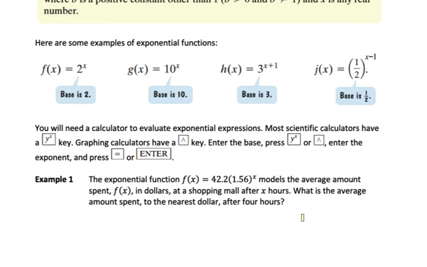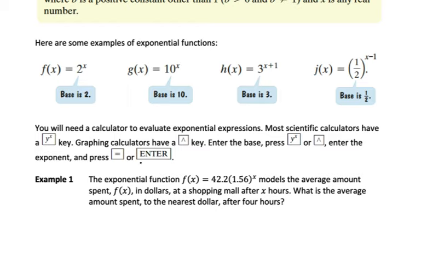At this point, you've probably used this button on your calculator already, but you will need to use a calculator to evaluate exponential expressions in this section. So you'll want to find either the y to the x key or the caret key and use that in order to evaluate exponents. So we're going to look at example 1 from the textbook.